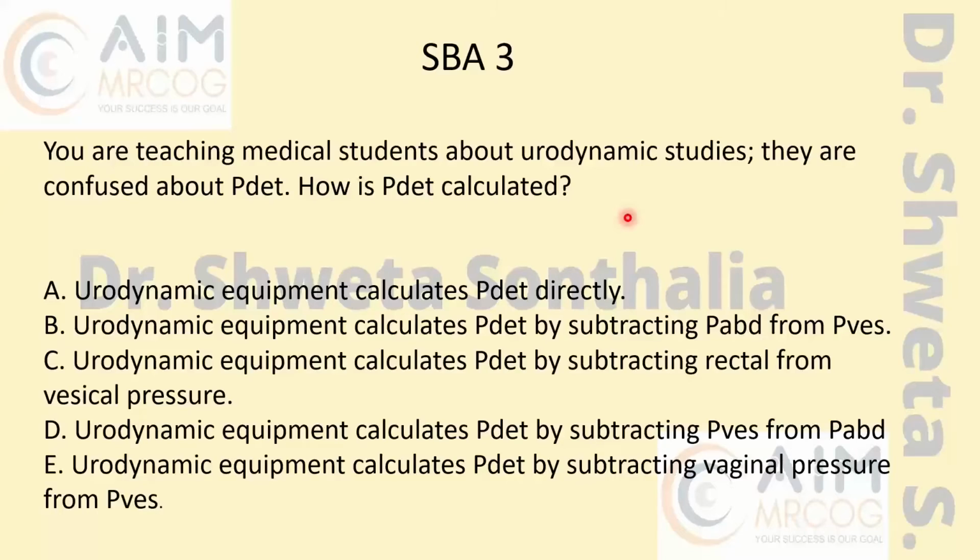It is subtracting, so it is urodynamic. So the A option is urodynamic equipment calculates P detrusor directly. The B is urodynamic equipment calculates the detrusor by subtracting abdomen from vesical. Yes, it's B. Very good. So now when you're clear, you don't have to read the other option, but in exam, don't do this. In exam, always read all the options.